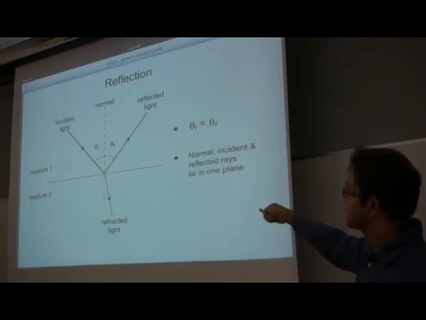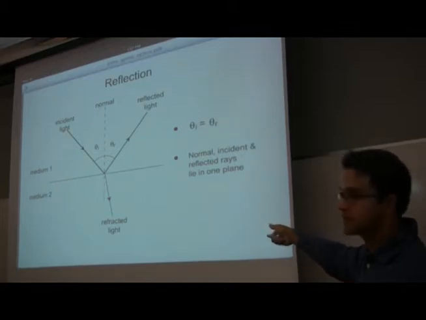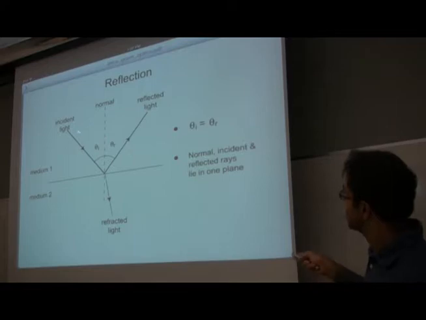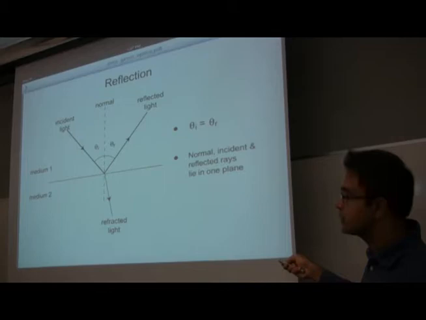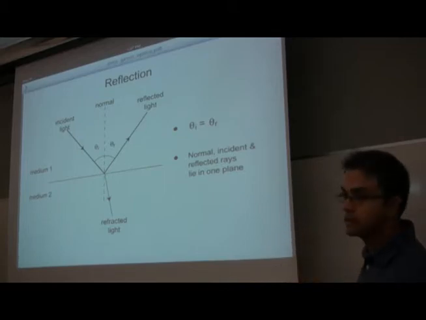And the only thing about reflection that we've seen before, of course, is that the angle of incidence is equal to the angle of reflection. Okay? The other important condition, which actually will become important in the design of optical concentrators, is the fact that the normal to the surface at the point of incidence, the incident ray and the reflected ray all lie in one plane.